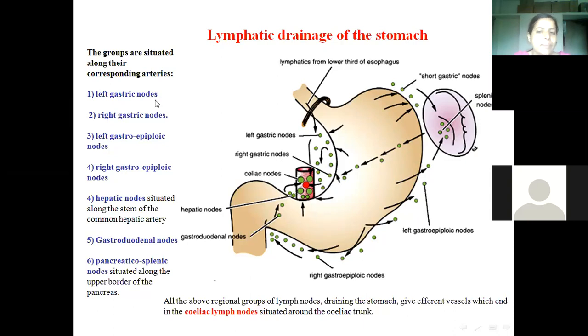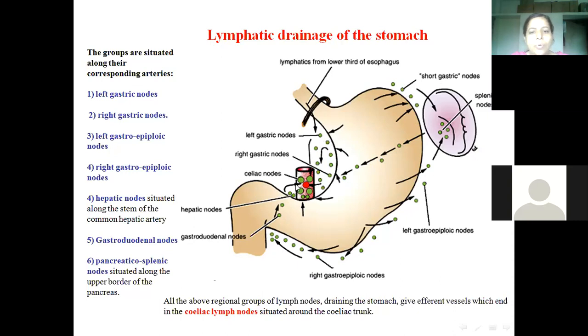So the names, see along left gastric artery, left gastric lymph nodes; along right gastric artery, right gastric lymph nodes. Along left gastroepiploic artery, we have left gastroepiploic lymph nodes. Along right gastroepiploic artery, right gastroepiploic lymph nodes. So names of the lymph nodes are in correspondence to the names of arteries. Finally, you see the short gastric nodes, the splenic nodes, you can see the direction they are coming towards the celiac group of lymph nodes.